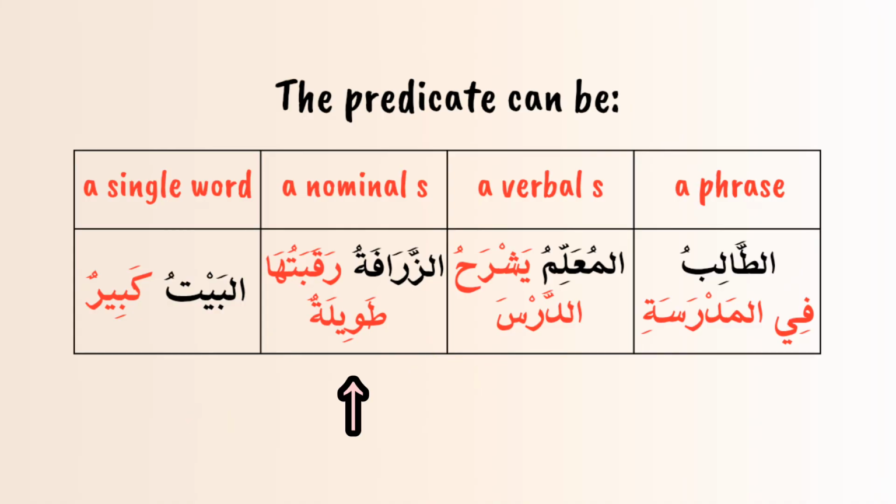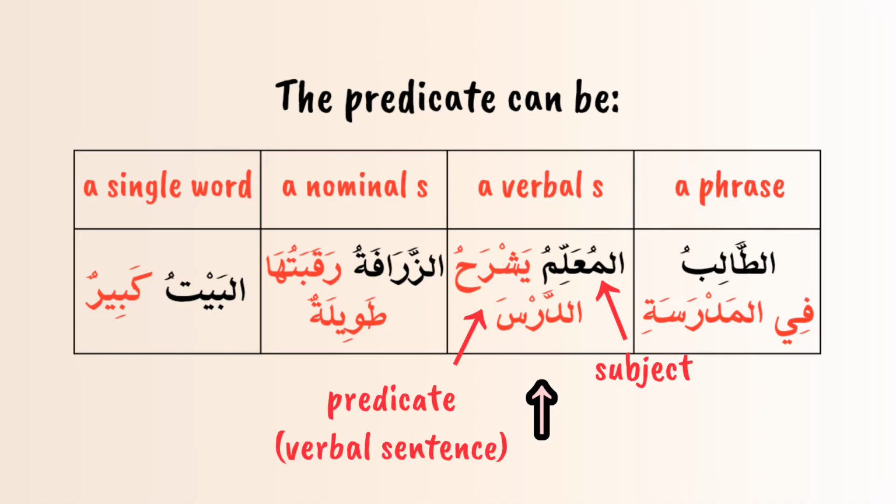The predicate can also be a verbal sentence, like in this example, المعلم يشرح الدرس. The teacher is explaining the lesson. المعلم is the subject and يشرح الدرس is a verbal sentence since it starts with the verb يشرح and is the predicate because it tells us what the teacher is doing.